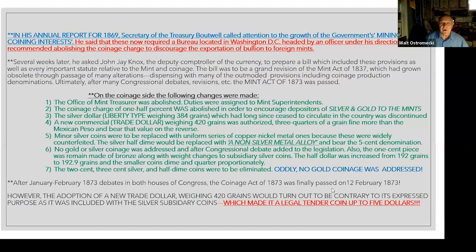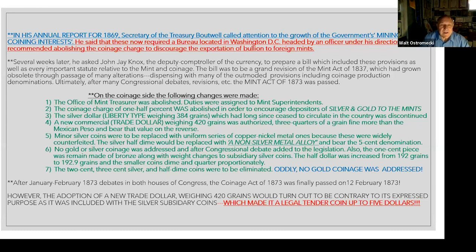I'm going to give you a chance to read most of it here, but as I said, our story begins in 1869, with Secretary of the Treasury Boutwell called attention to the growth of our government's what here? Mining and coining interests. Notice the mint and the government was interested in both at that time. He said that he now needed a bureau located in Washington, headed by an officer in that direction. And the idea was trying to discourage the exportation of bullion from the United States to foreign mints.